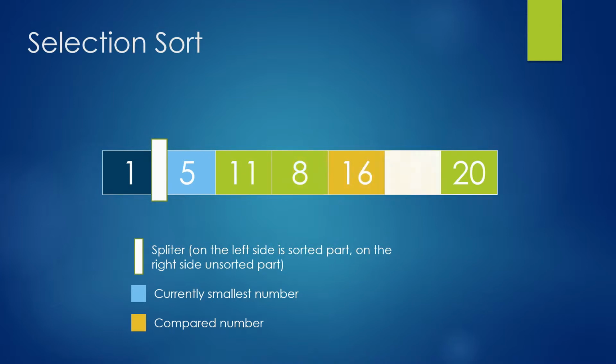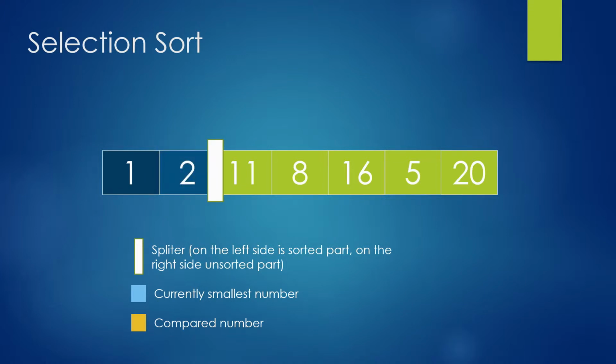Now we compare 5 with 2. 2 is smaller, so we mark 2 as smallest and continue with numbers behind. In this case, we compare 2 with 20 and 2 is smaller. If there were any other numbers, we would continue, but there are not any. So we swap the smallest number, in this case 2, with the first number. Now, we have the smallest number at the beginning, so we move George by one number.